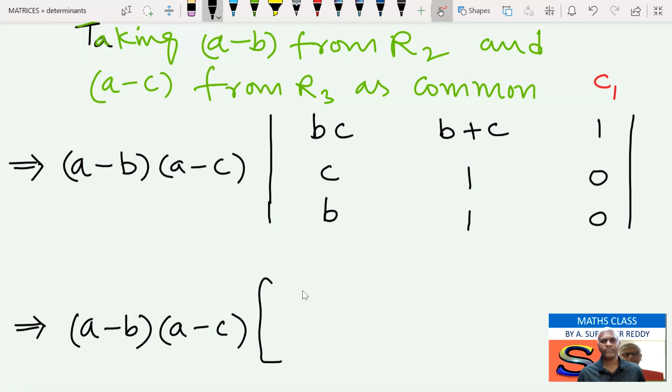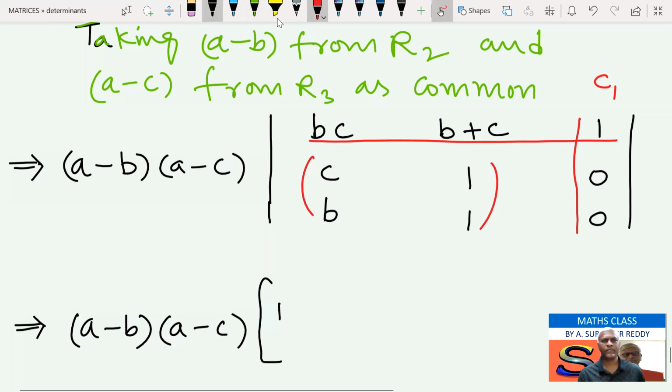So 1 into, after leaving the row and column, we are taking the remaining 4 elements. So this is the cofactor, 1.